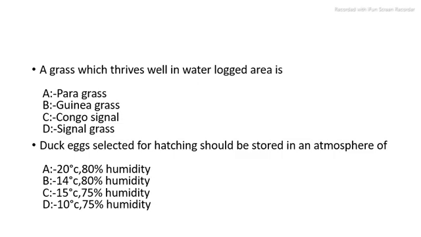Next question, duck eggs selected for hatching should be stored in an atmosphere of. Option A 20 degrees Celsius 80% humidity, option B 14 degrees Celsius 80% humidity, option C 15 degrees Celsius 75% humidity, option D 10 degrees Celsius 75% humidity. So the correct answer is option B, that is 14 degrees Celsius and 80% humidity. It is the condition for duck eggs selected for hatching.